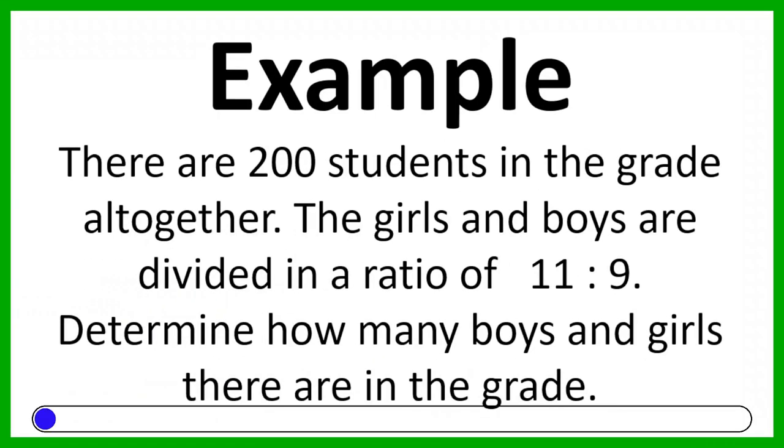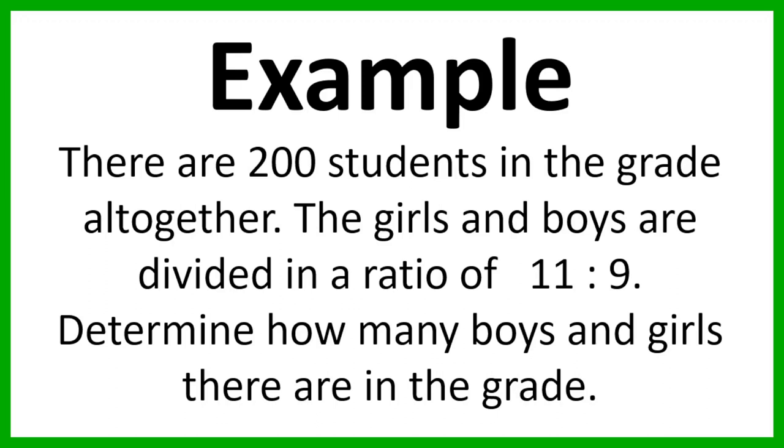Okay, let's just type that. There are 200 students in the grade altogether. The girls and boys are divided in a ratio of 11 to 9. Determine how many boys and girls there are in the grade. So here we have been given a total amount and we've been told what the ratio is, but we haven't been told how many girls and how many boys. We need to work out how many girls and how many boys there are. So we have to use the ratio to work that out. So let's get started with that.